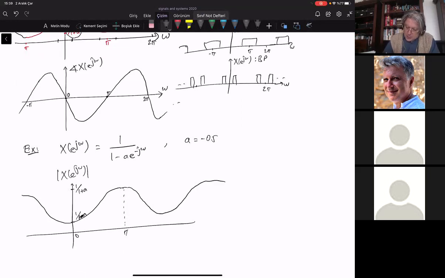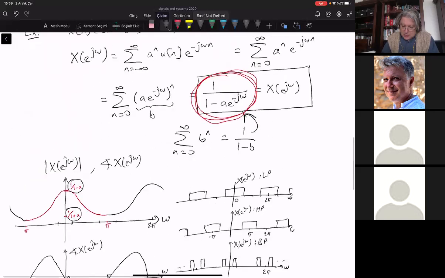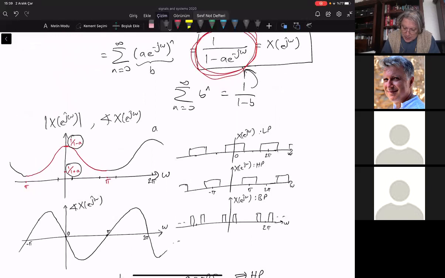So, is this one high pass or low pass is the new question. Immediately we see that around pi, which is the highest frequency, the energy content is higher than the lower frequency energy around 0 or around 2 pi. So this is more like a high pass signal, whereas this one for a equal to 0.5 would make a low pass signal.